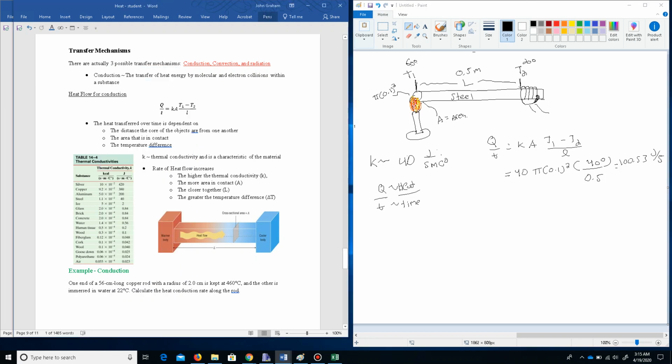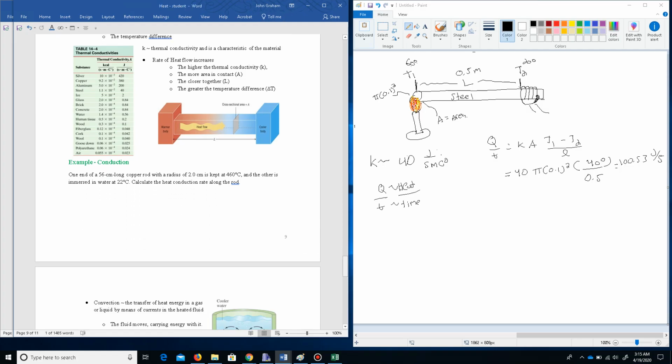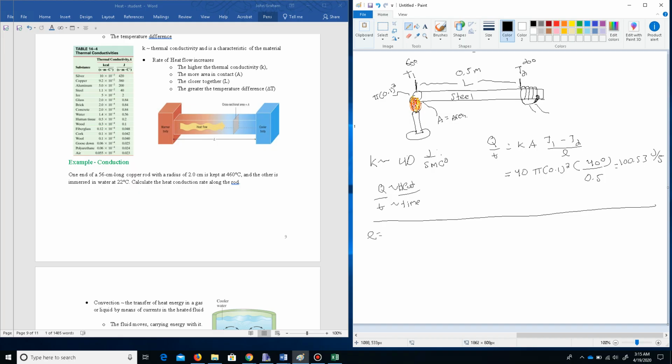Alright, so we'll do one more. We have a 56 centimeter long copper rod. Let me list out this stuff first. L is 0.56. Radius is 2 centimeters, so R is 0.02. I made that 10 centimeters actually up here, oh well. So this is the 10 centimeter radius up here.